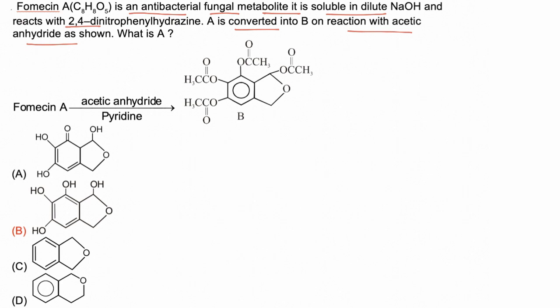Now, formycin A must have a carbonyl group because it reacts with 2,4-dinitrophenyl hydrazine, and on reacting with acetic anhydride, it forms a tetraacetate. So it must have 4 OH groups. Now it is soluble in NaOH, and if a compound is NaOH soluble, then it must contain an acidic group.